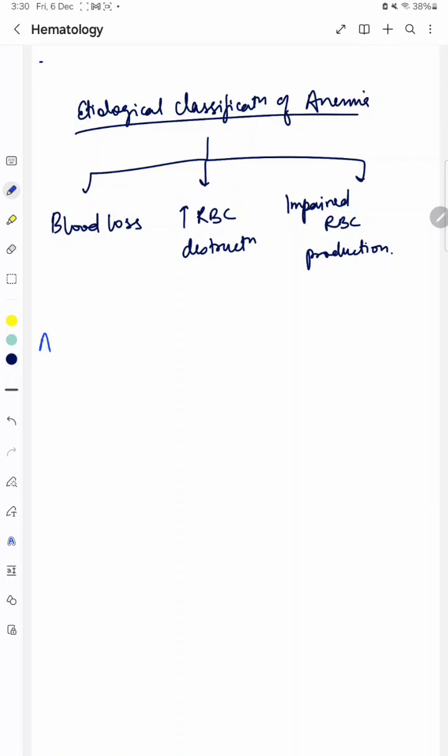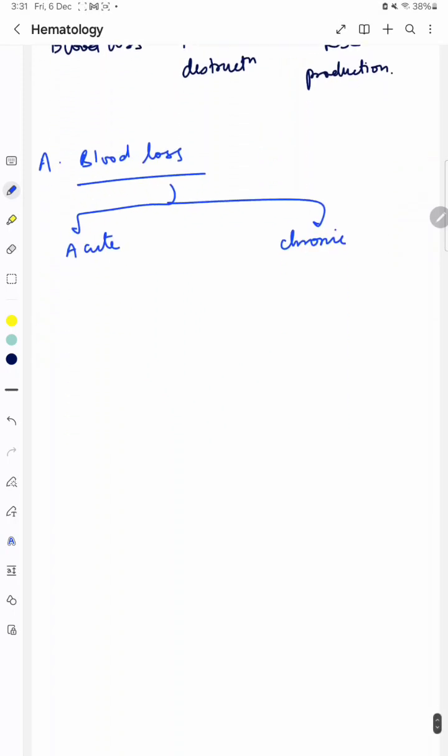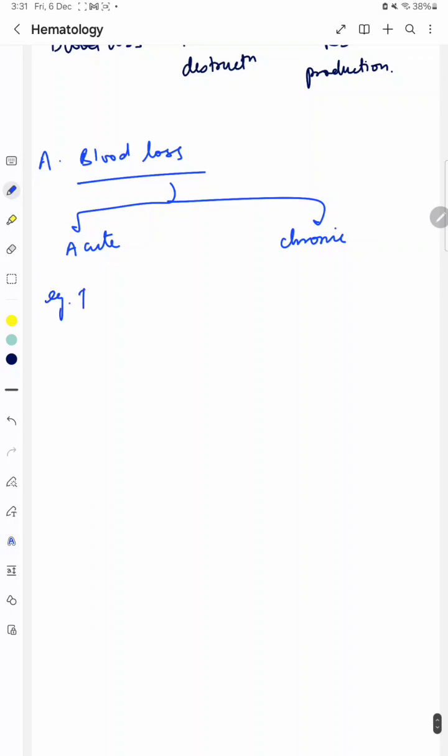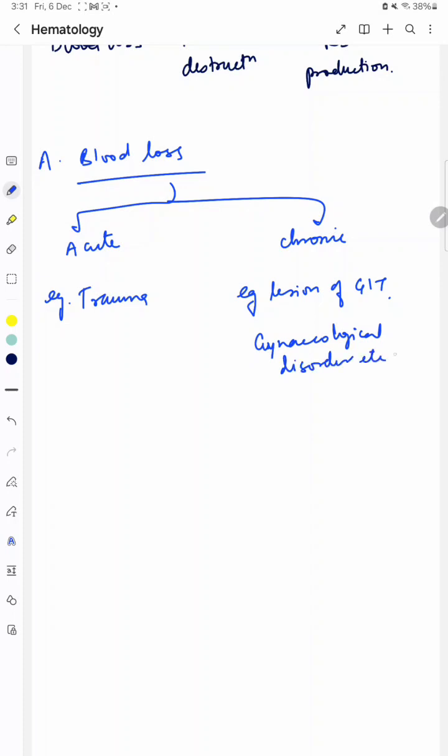So first we discuss about the anemia due to blood loss. Blood loss can be acute blood loss, which can be seen in trauma or any kind of accident, whereas chronic blood loss is seen in lesions of the gastrointestinal tract, gynecological disorders, etc.